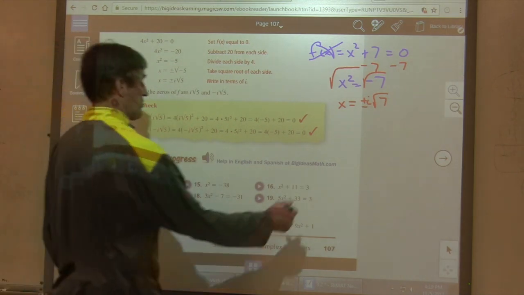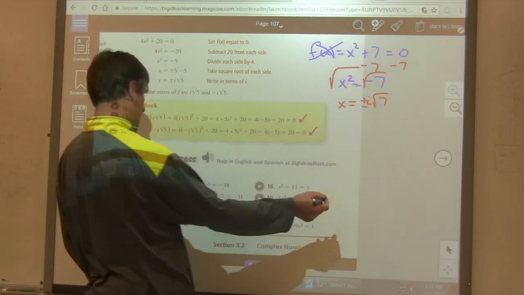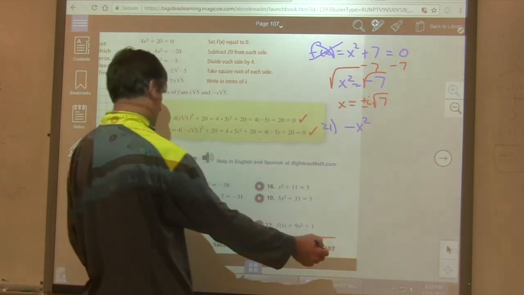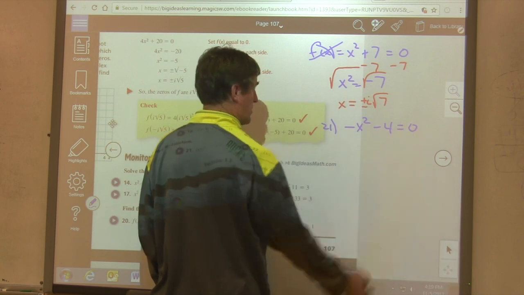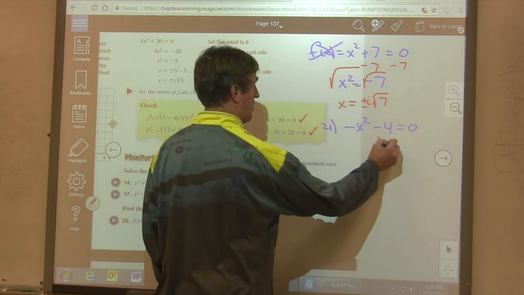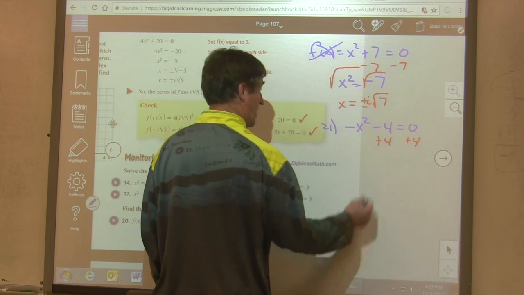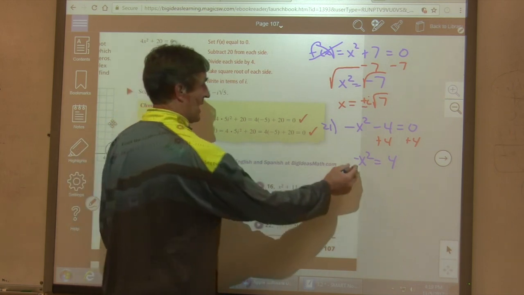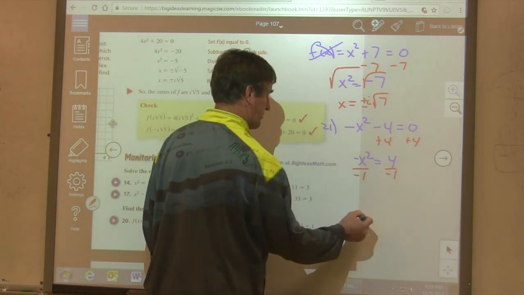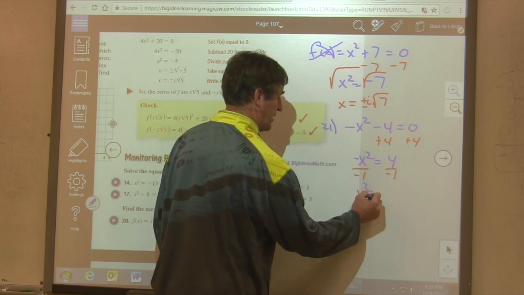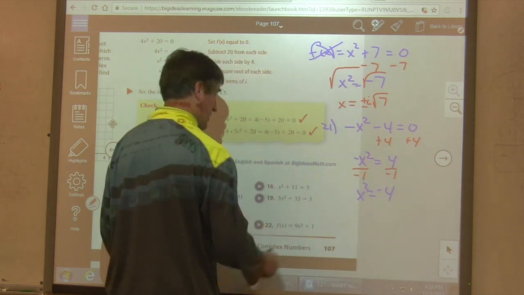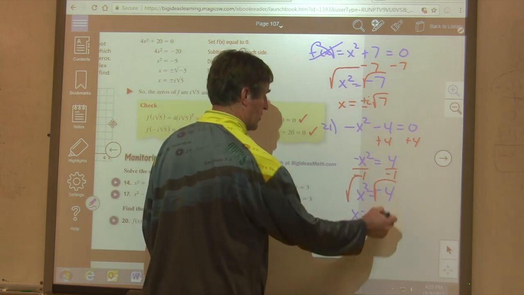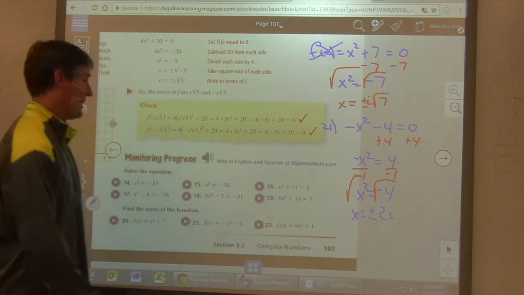So on all of these, you can just write it. When you write it, number 21, you don't need to put the f of x. You can just put negative x squared minus 4 equals 0. So we add 4. We get negative x squared equals 4. Again, we got to get that x squared by itself, so I have to get rid of that negative sign, so I'm going to divide by negative 1. So I get x squared equals negative 4. Take the square root of both sides. So we get x equals plus or minus the square root of 4 is 2. And we have the i to take care of that.